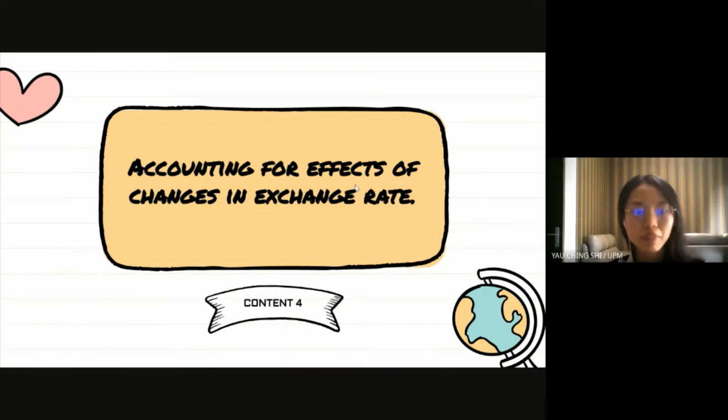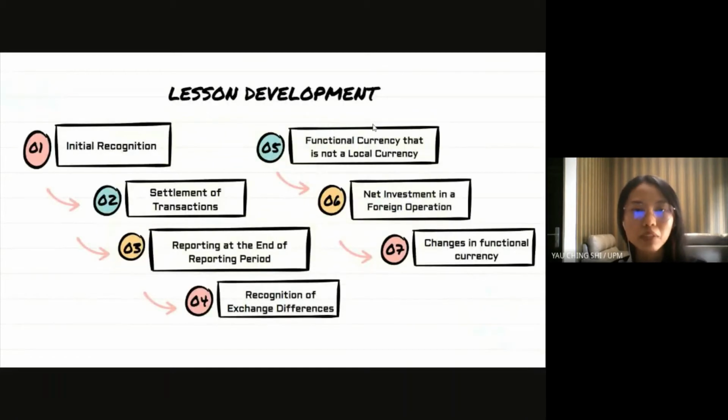Thank you, Haziq, for the explanation just now. My name is Ching Shi, and let me continue this presentation by presenting content 4, accounting for effects of changes in exchange rate. By referring to the lesson development, I will be in charge of presenting subcontent number 1 until 4.